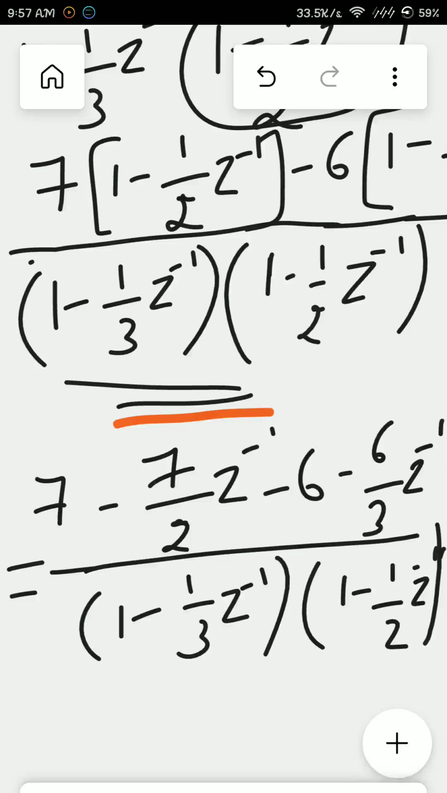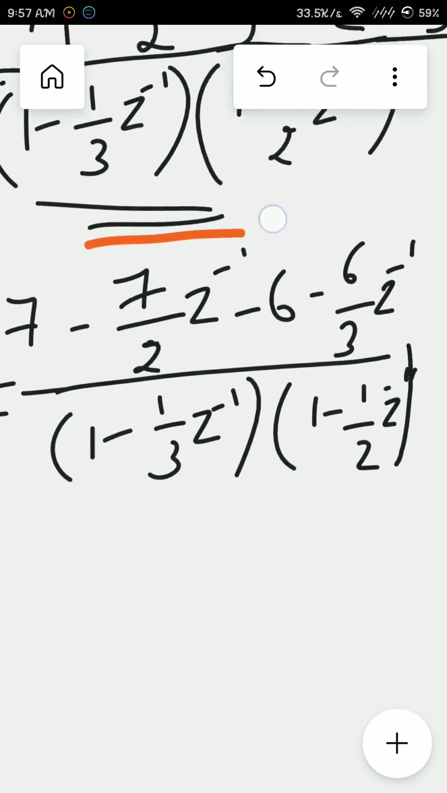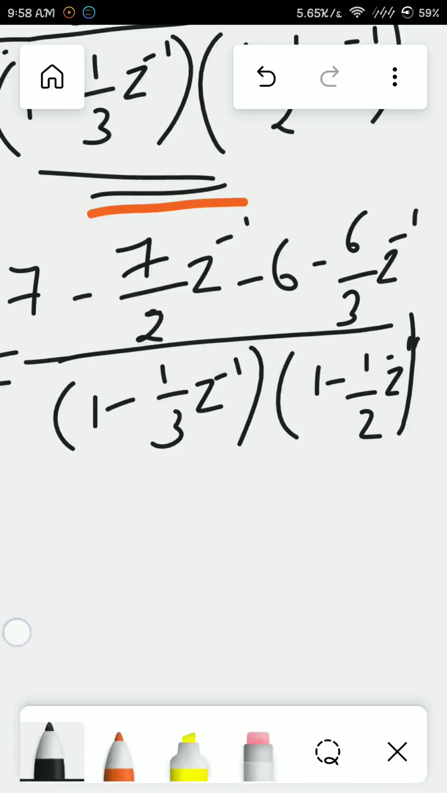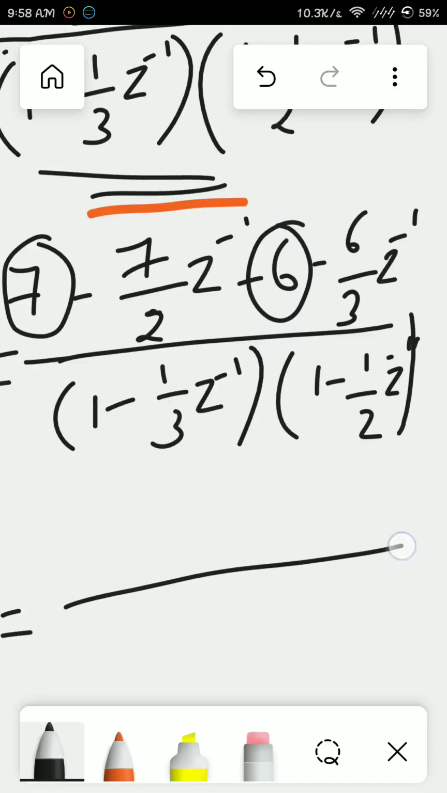Now let us move on to the next. Let me simplify this. How to simplify? Let me take this 7 minus 6 now. If I subtract 7 minus 6, I get 1, right? Then if I subtract 7 by 2 minus 6 by 3, I will be getting 3 by 2, right? I guess you can do that, right?